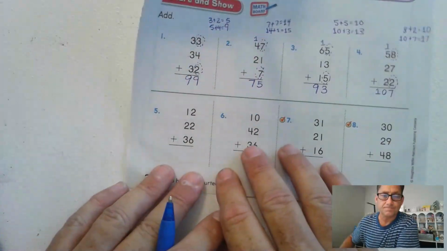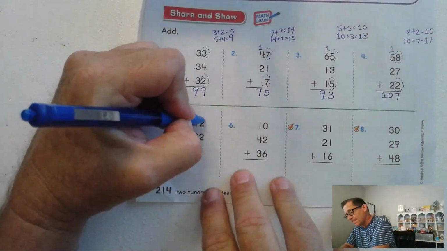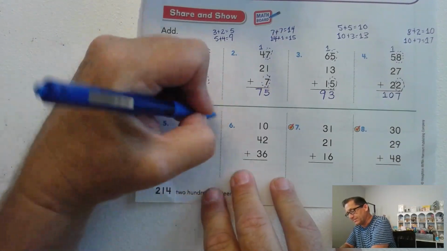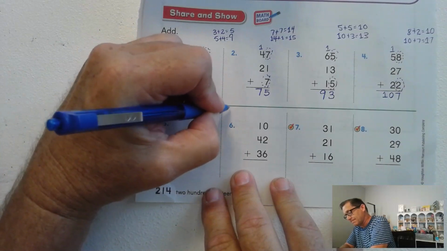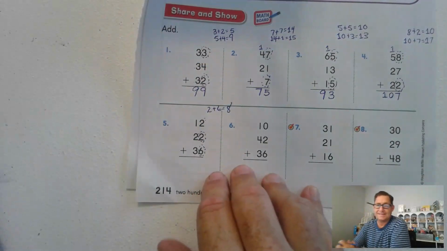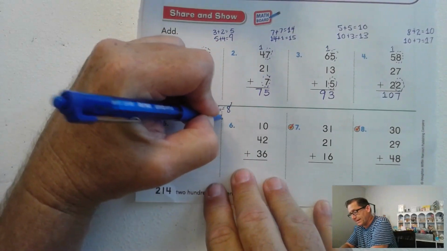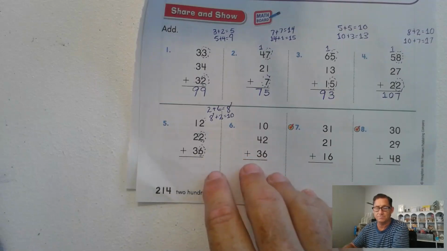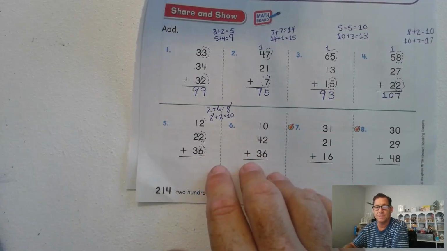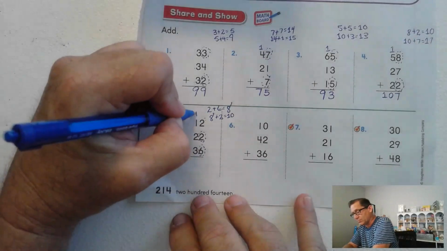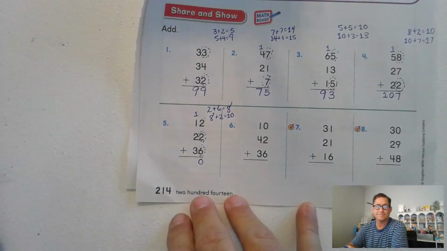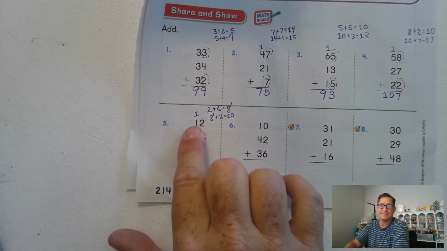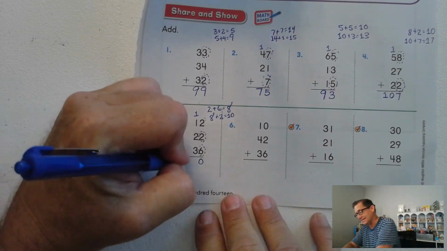Number 5. Okay. In this one, I'm going to add the 6 and the 2 first. And 6 and 2 is 8. And 8 plus 2 is 10. Could you have added the 2s first? Yeah. And got 4 plus 6. Okay. 8 plus 2 is 10. I'm going to regroup that as 1 ten and 0 ones. Now add the tens. 3 plus 2 is 5. Plus 1 ten is 6 tens. Plus the regrouped 10, 7 tens.